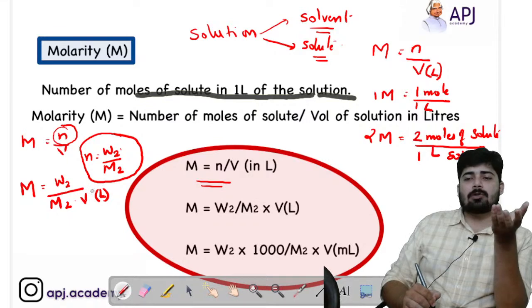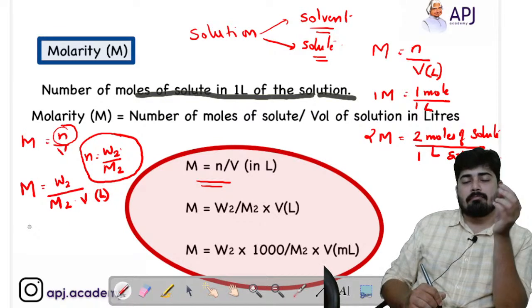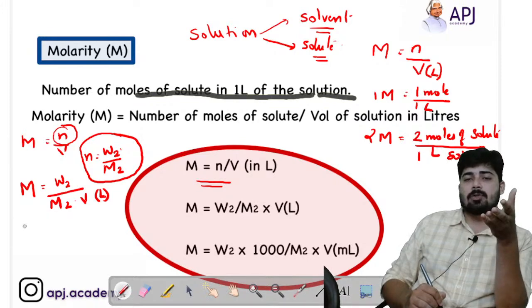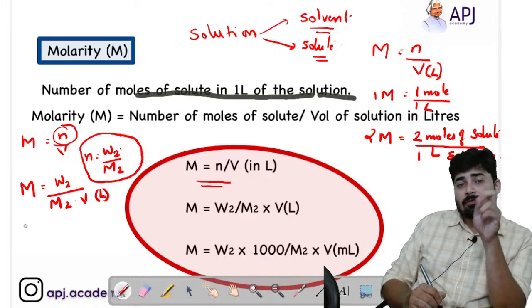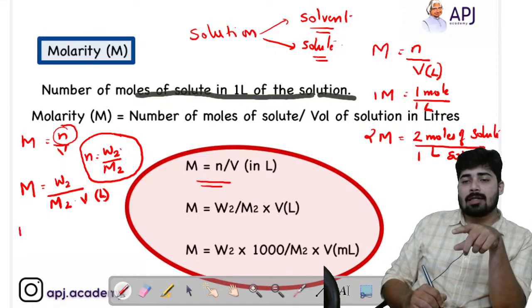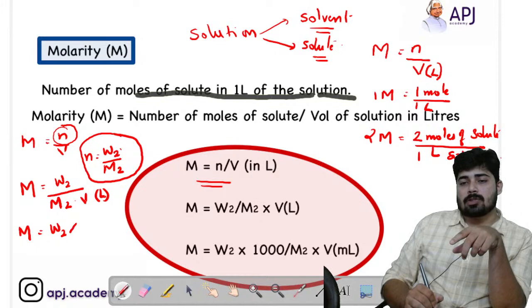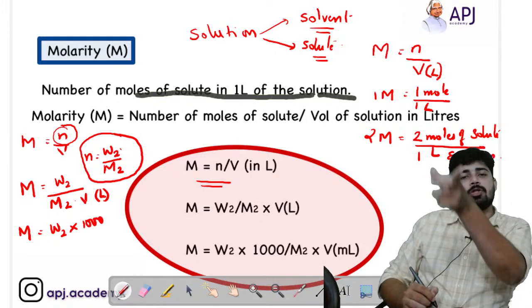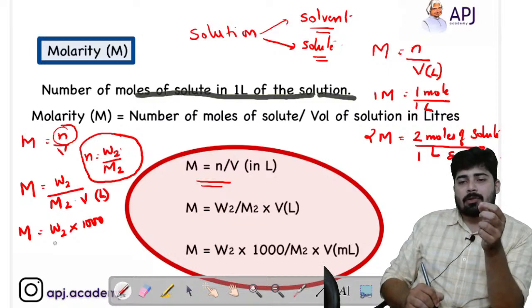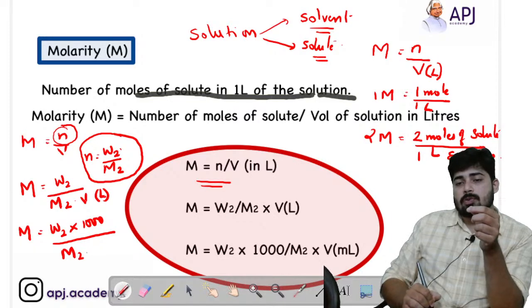Say in a certain question the volume is given in milliliters, then what do you have to do? You have to convert that milliliter to liter. For that you have to divide the volume by 1000. So our equation can be written like this: when you divide the volume by 1000, that 1000 will come to the numerator. So molarity is W2 into 1000 divided by M2 into V in ml.